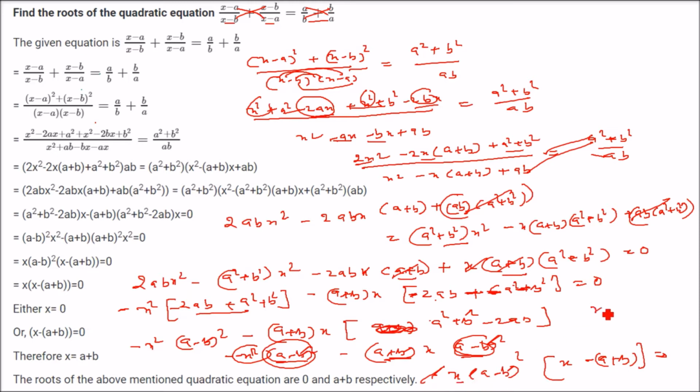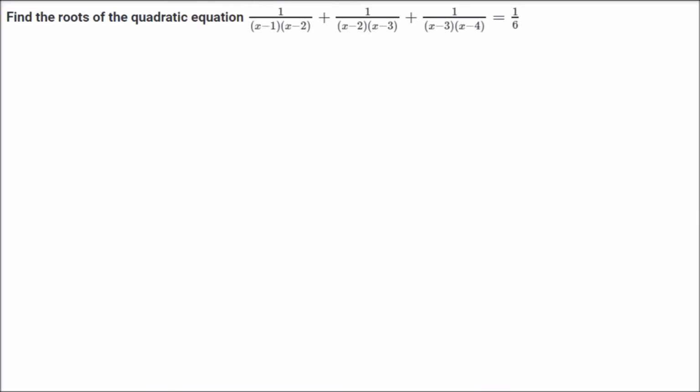Either x is equal to 0, because minus 1 cannot be 0 and (a minus b) whole square cannot be 0, so x has to be 0, or x minus a plus b has to be 0. So x minus a plus b has to be 0. This will be x equal to a plus b. So x equal to 0 and x equal to a plus b, this is the solution.